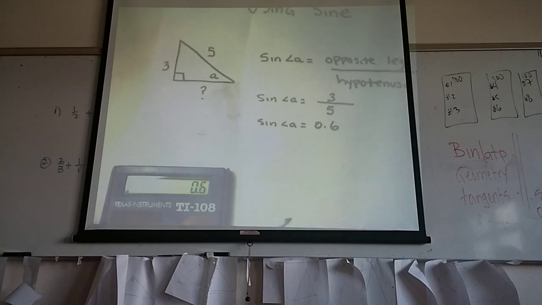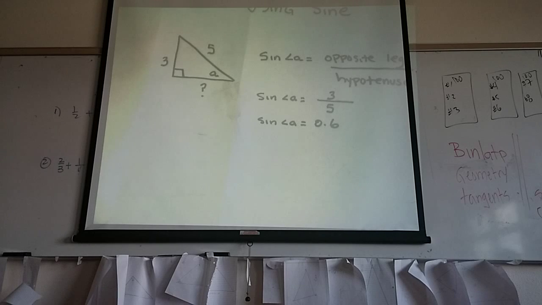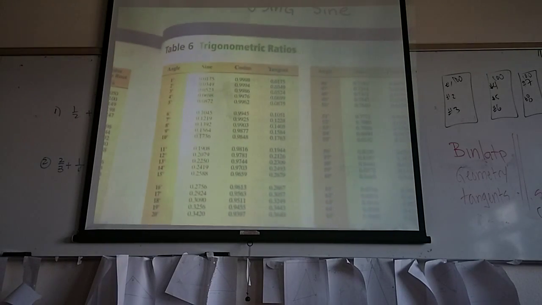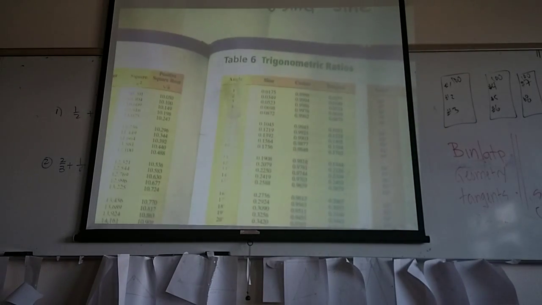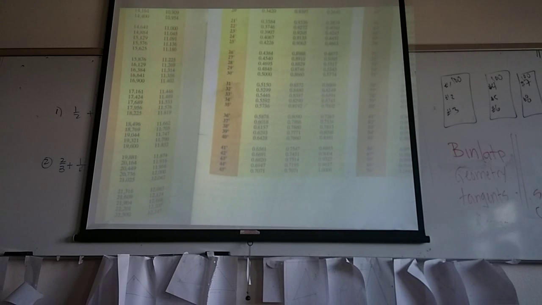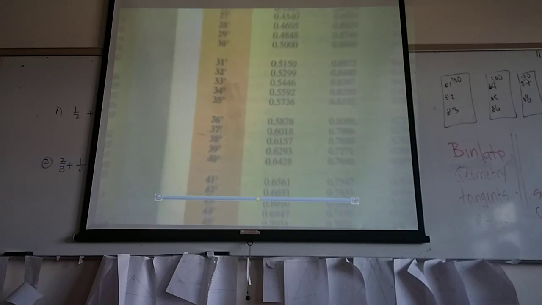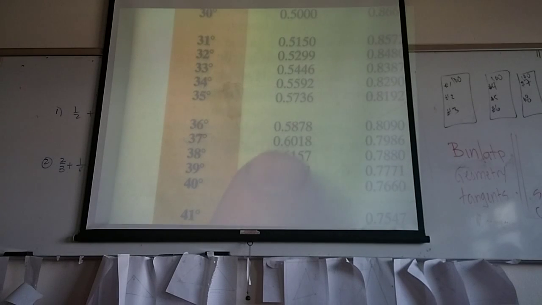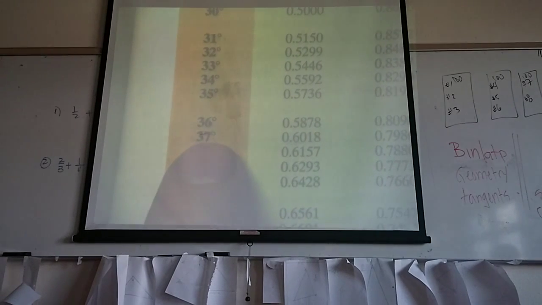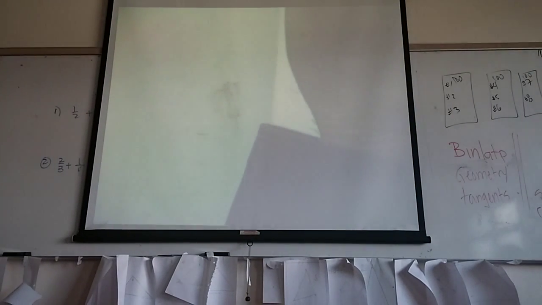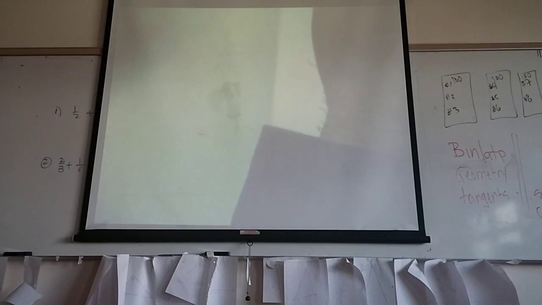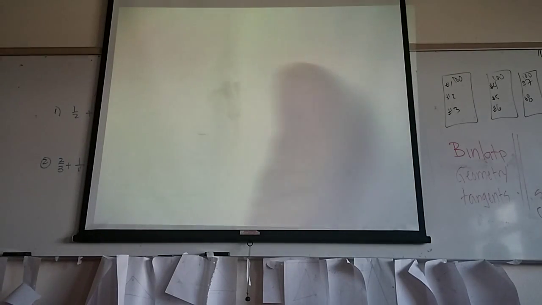If you look in your book on page 769 and you look for 0.6, but now we're going to look for 0.6 on the sine part, on the sine column here. 0.6, not exact, but it's very close to 37 degrees. So I'm going to write down that angle A is 37 degrees.